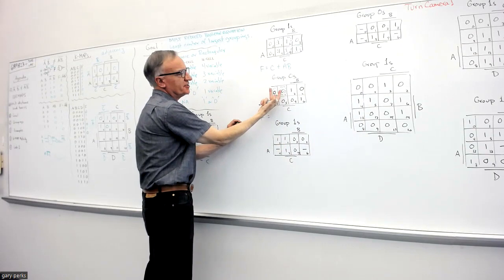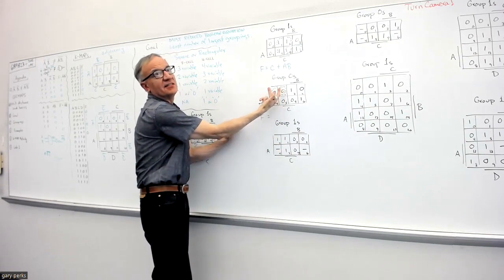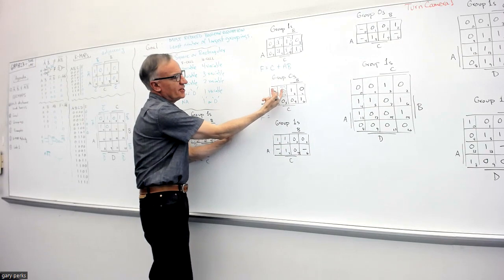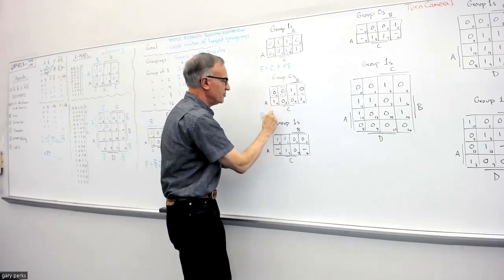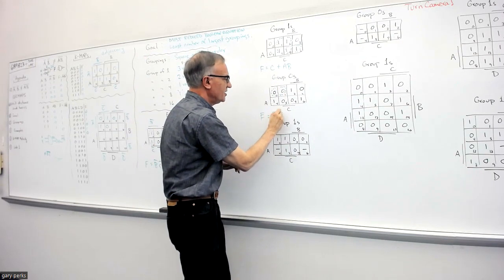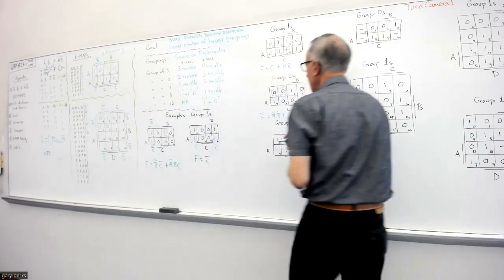So what two variables are common to this two grouping? Not A, not B, right? Because it's in the not A row in the not B column. So that would be not A, not B. Okay, you're going to have another term.